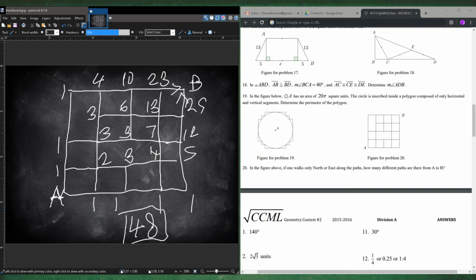So that's basically how you do it. You put 1 for the exterior, and then you count. Don't put 1s here because they're going to change. You put 1s on the bottom and on the left, then you start adding them together, and then you go to B. So the answer is 48.